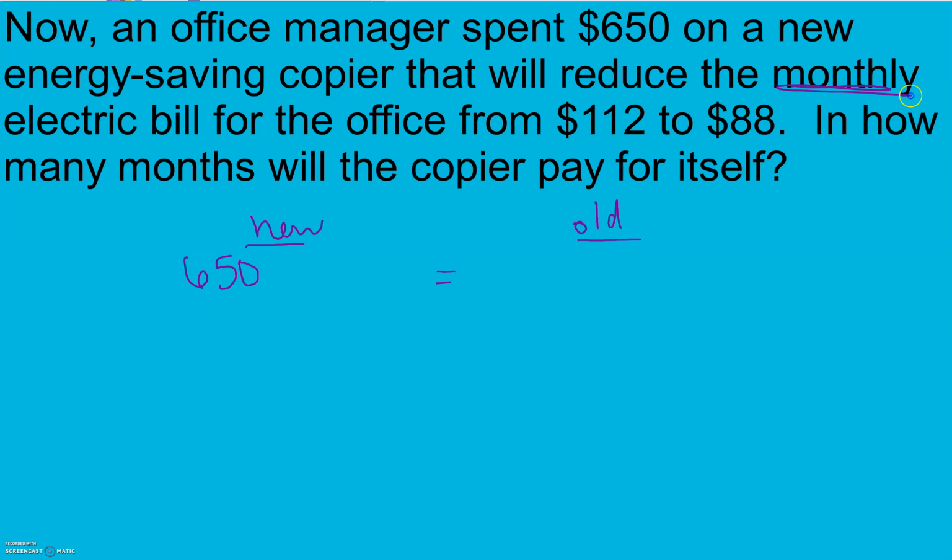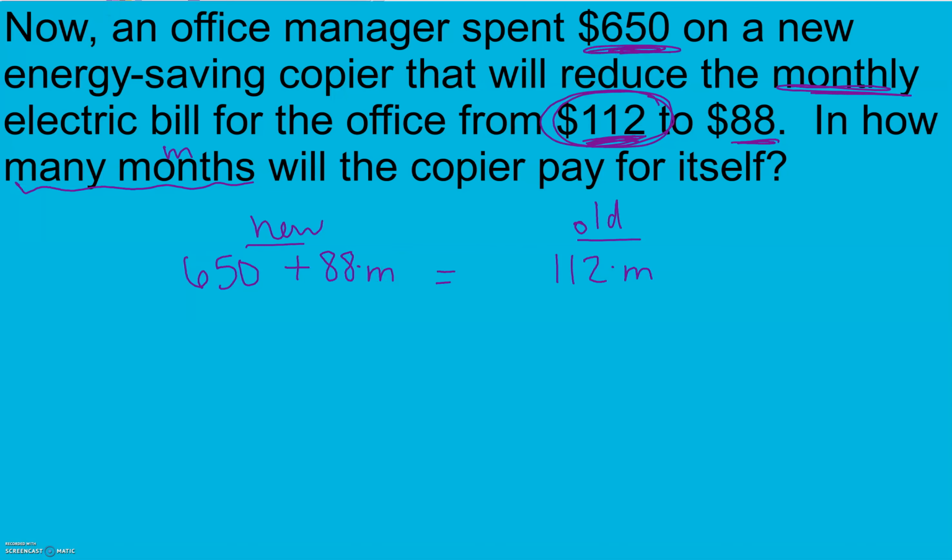Now, the monthly electric bill with the new copier is reduced to $88 per month. That's $88 times the number of months. And we're looking for how many months, so m is going to be my variable here. The old way, it used to be $112 per month, so times the number of months. The new machine is $88 each month, times the number of months, but it costs $650 to buy the machine.